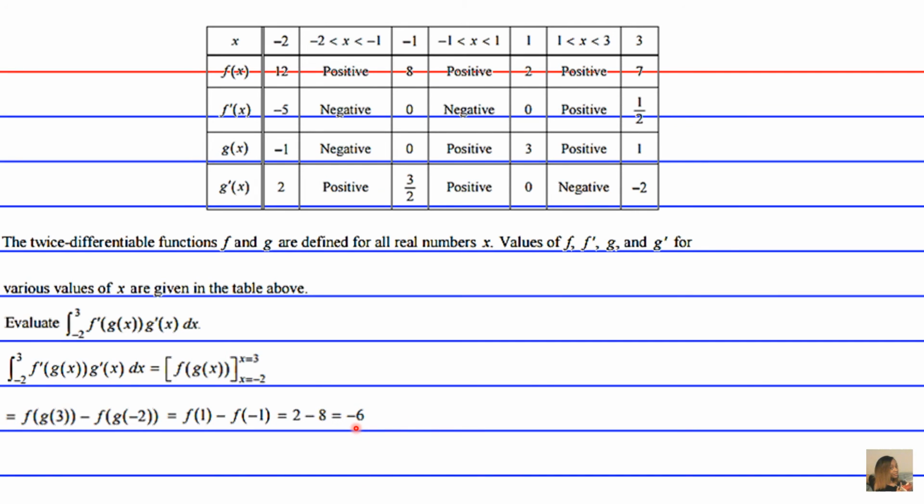So yeah, this problem is pretty straightforward. It just takes you seeing the chain rule here, okay? So you have this innermost function, a second layer of function, then a third layer of function, all right?